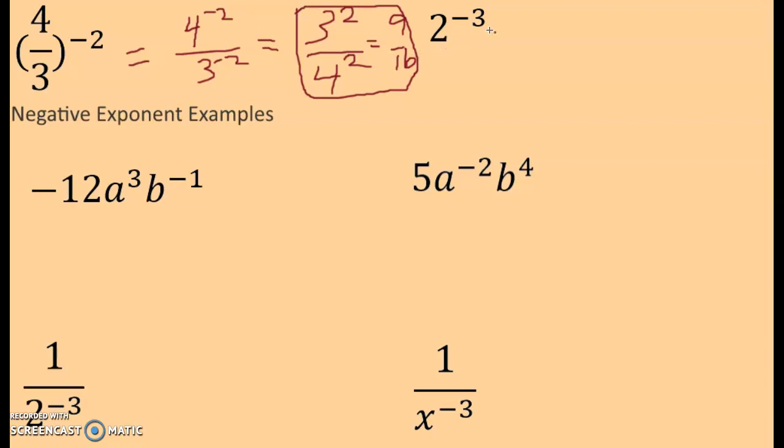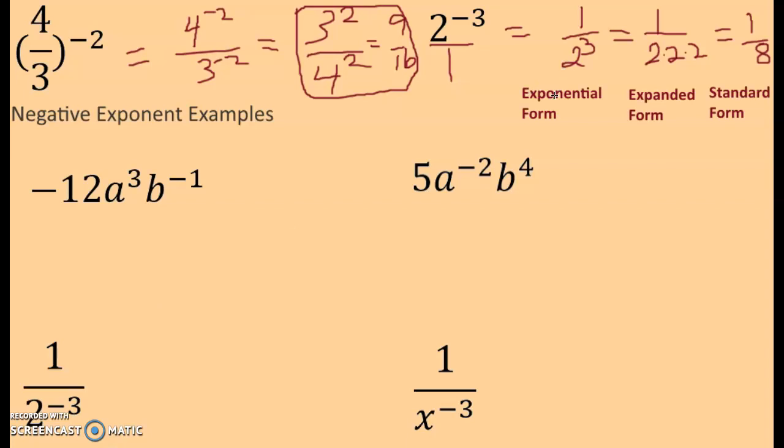Now 2 to the negative 3rd power. Notice we don't have a denominator. If there's no denominator, you can automatically say that there's a 1 down there. So if you flip the negative 3 over the bar, you have 1 over 2 to the 3rd power, 2 cubed. And if you were to expand that, you'd have 1 over 2 times 2 times 2. And that equals 1 over 8. So this is the exponential form, expanded form, standard form. They usually have them in either exponential form or standard form. Expanded form is just showing the process between the two.